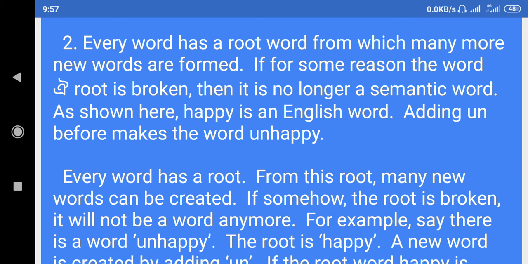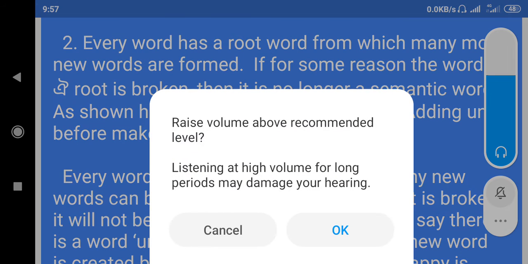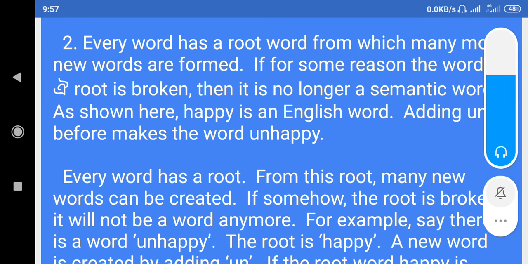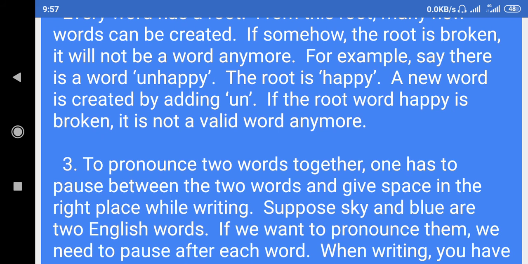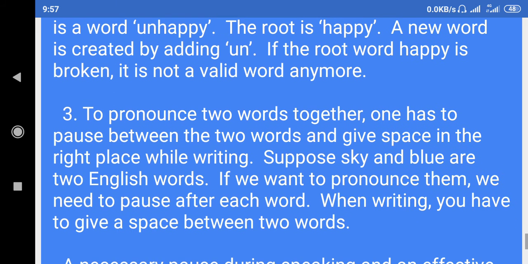From this root, many new words can be created. If somehow the root is broken, it will not be a word anymore. For example, say there is a word unhappy. The root is happy. A new word is created by adding "un". If the root word happy is broken, it is not a valid word anymore.